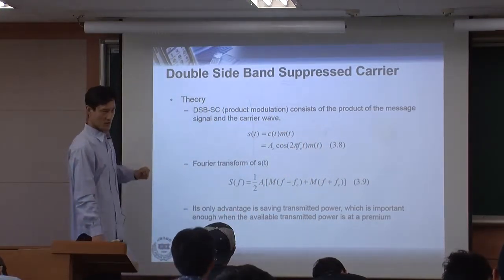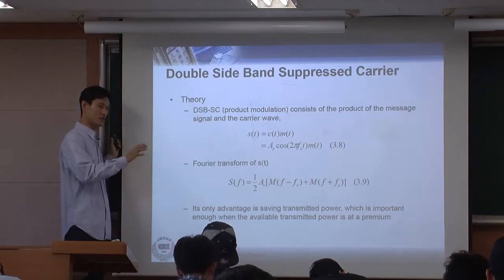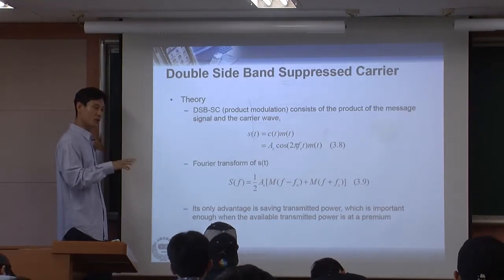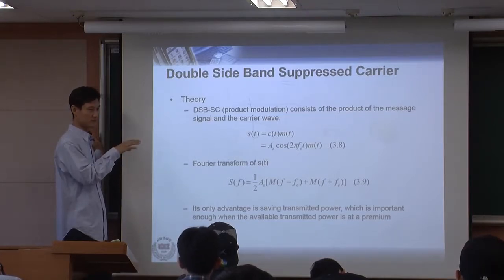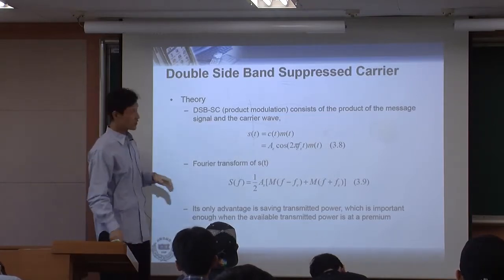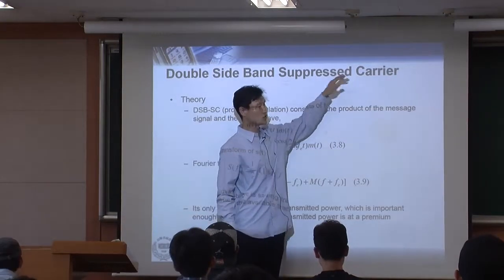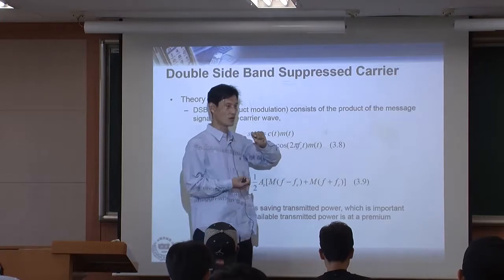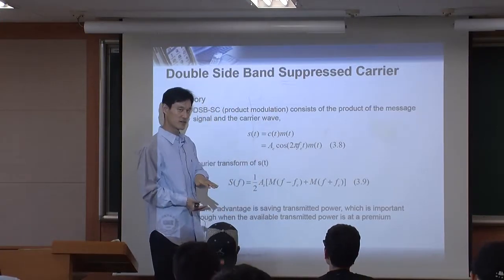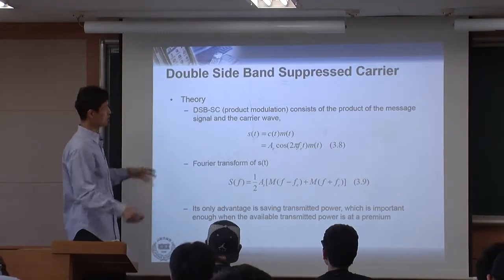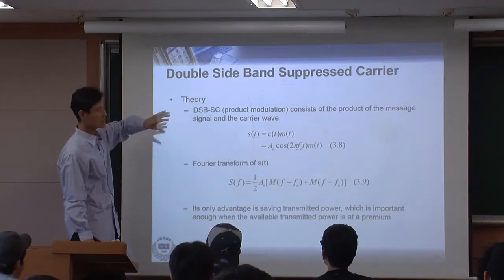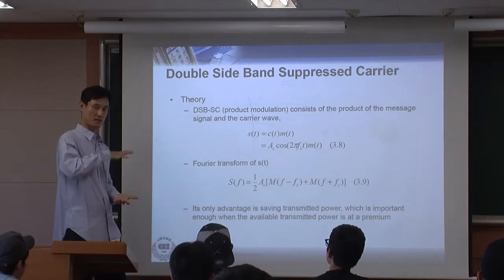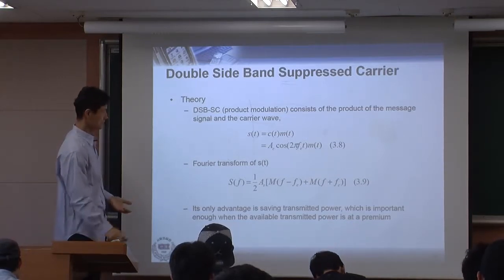Because in the previous amplitude modulation, we had the problem of so much waste of your power in the carrier. So that's why we want to make your carrier as small as possible. You want to suppress the carrier. That's why we call it double sideband with suppressed carrier. You want to make your carrier very small by suppressing it. Okay?